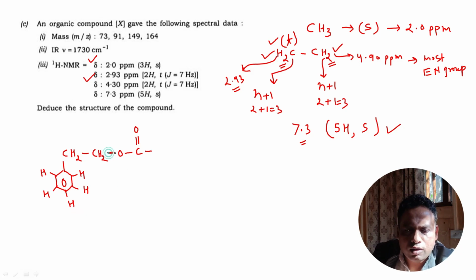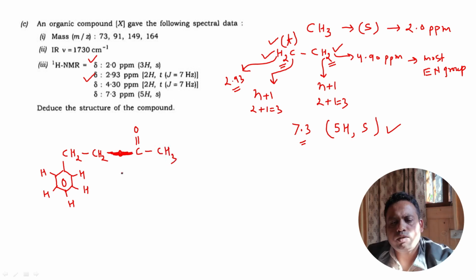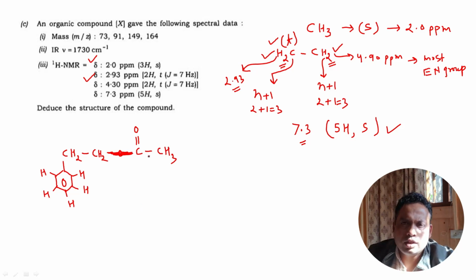What I can do, I am not removing, I am simply writing just like that. This is CO and this is CH3, because I am not having that oxygen data here. So this is the possibility of the structure which I am getting from the proton NMR spectrum.